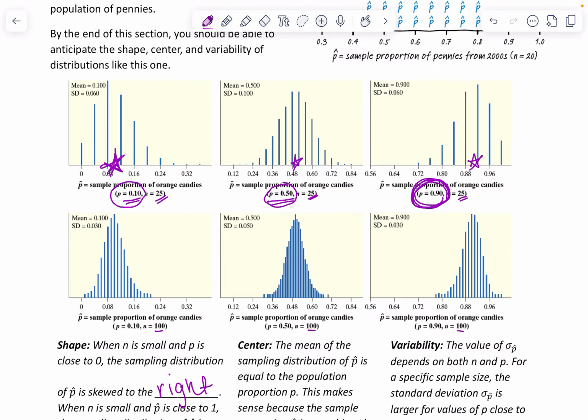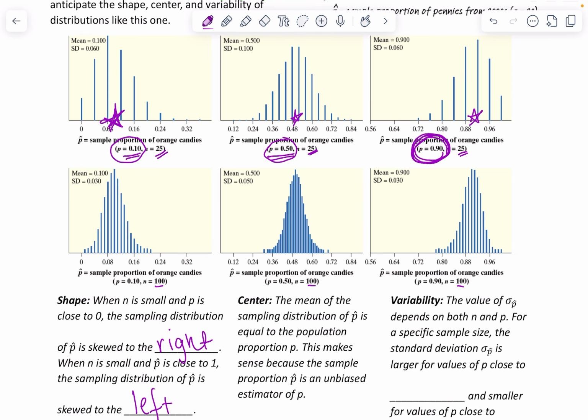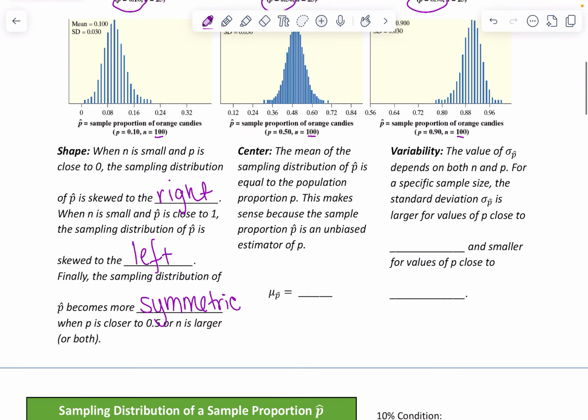So the center of them, the mean of our sampling distribution, remember how I said a second ago, let me erase all this just to highlight it again. If my p is 0.10, all my data is kind of centered around that. When my p was 0.50, it was kind of centered around it. When it was 0.90, it was kind of centered around 0.90. The mean of your sampling distribution for p-hat is going to just be p, whatever it is in the population.